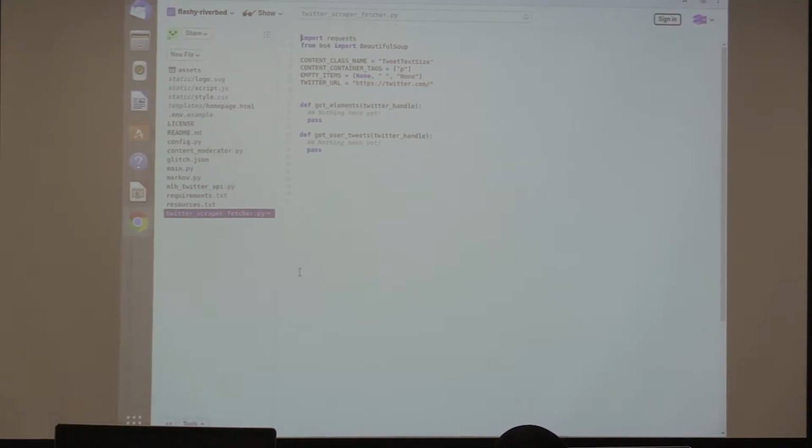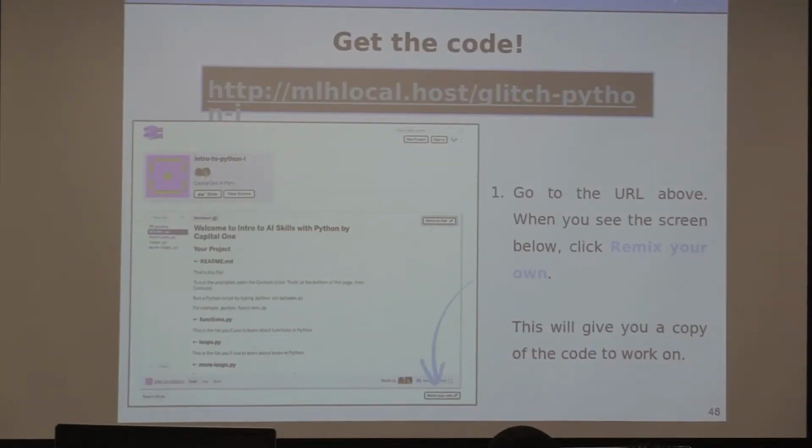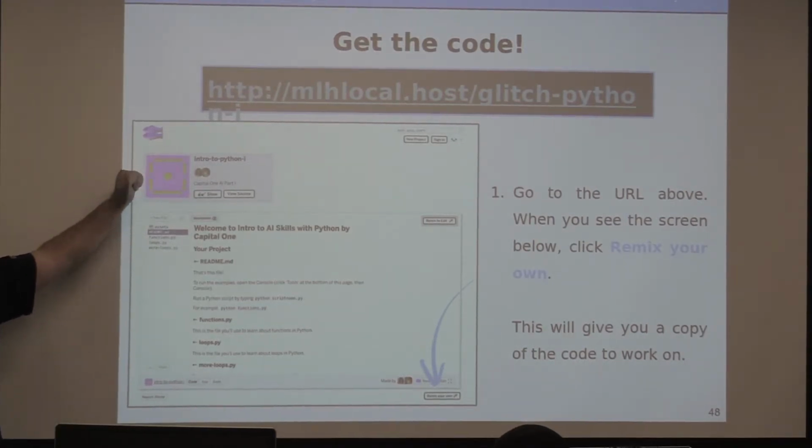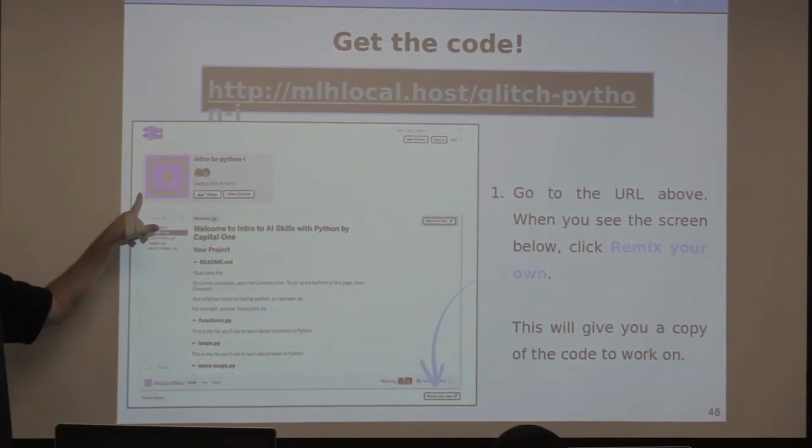I don't think I went to the correct thing. What's the name of the project? It should be glitch-python, intro to Python I. So if you look here, yes, you should see this symbol here.